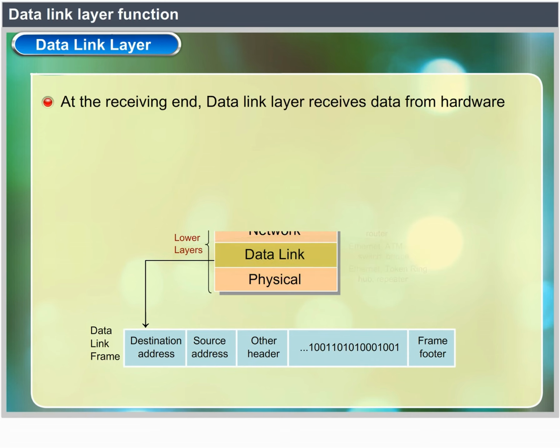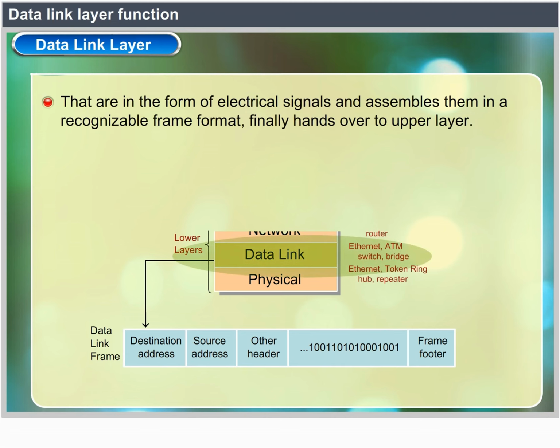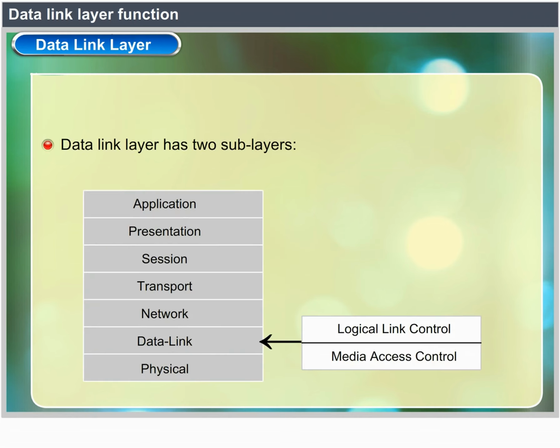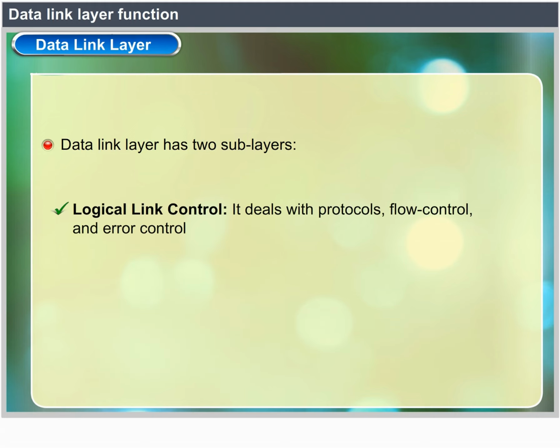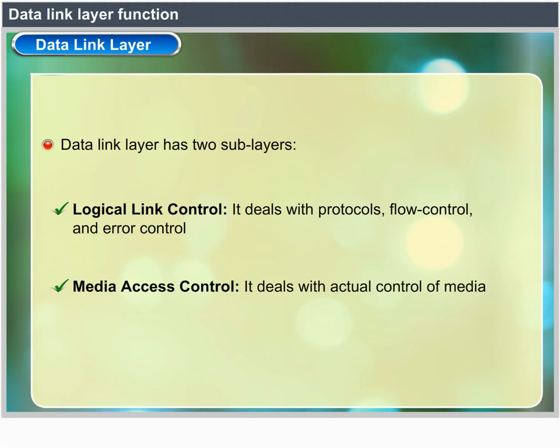At the receiving end, the data link layer picks up data from hardware, which are in the form of electrical signals, and assembles them in a recognizable frame format. Finally, it hands over to the upper layer. The data link layer has two sublayers. Logical link control deals with protocols, flow control, and error control. Media access control deals with actual control of the media.